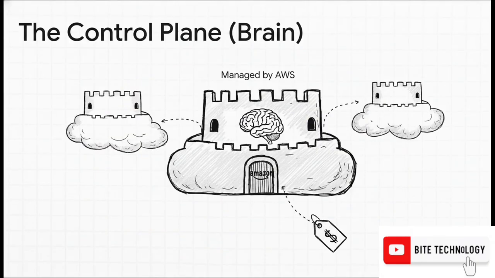First up, the brain. This is the part that AWS completely 100% manages for you. It runs in its own secure network, and here's the kicker. It's automatically replicated across multiple availability zones. That means you get high availability right out of the box without lifting a finger. You don't manage any service for this, you just pay a simple, flat hourly rate for each cluster.